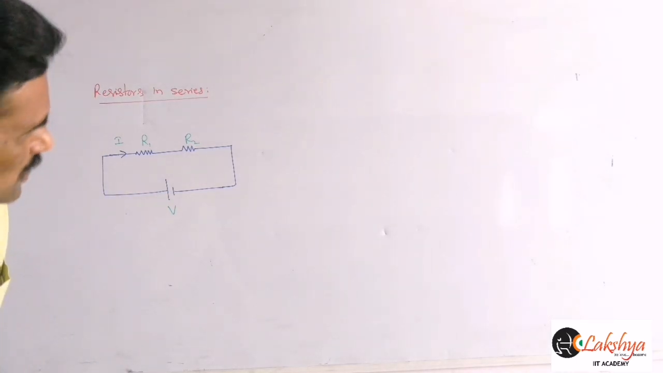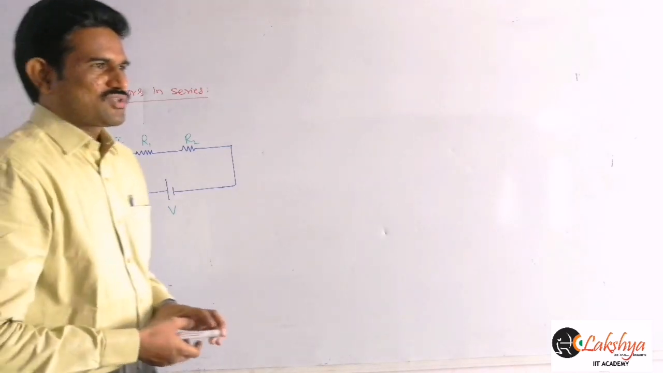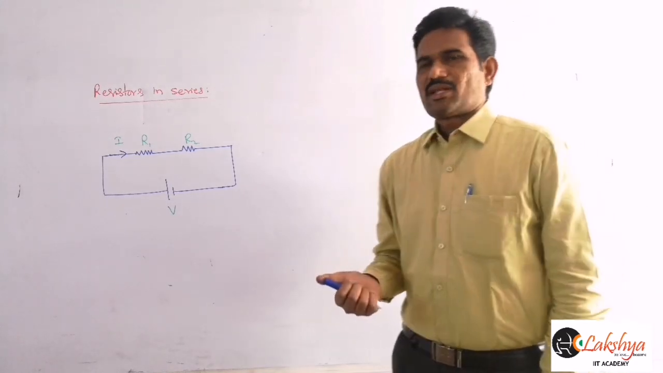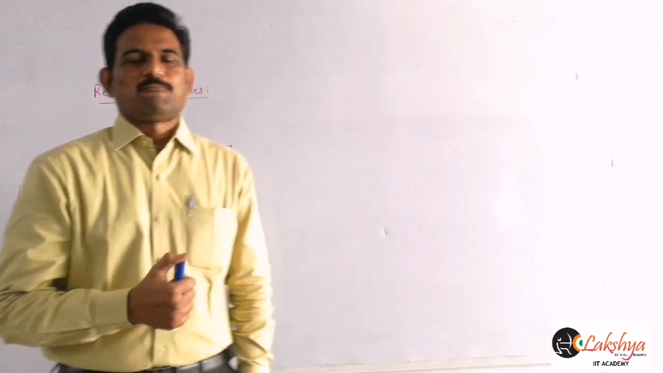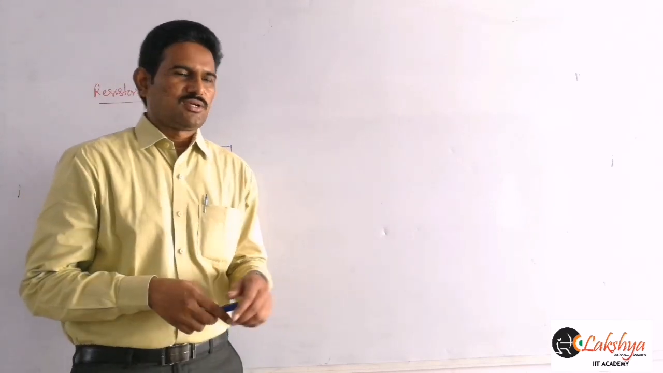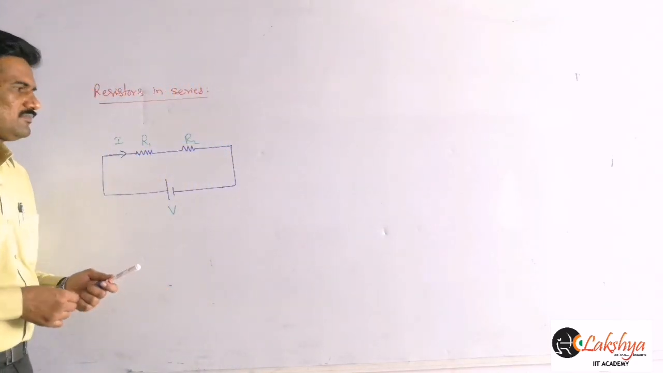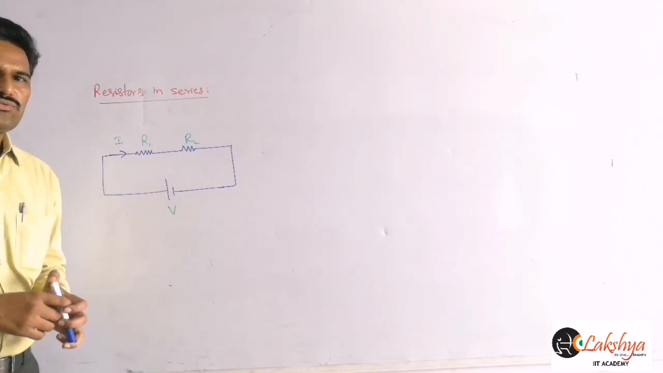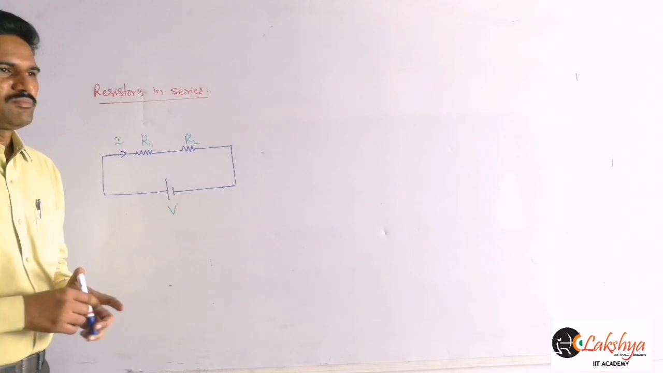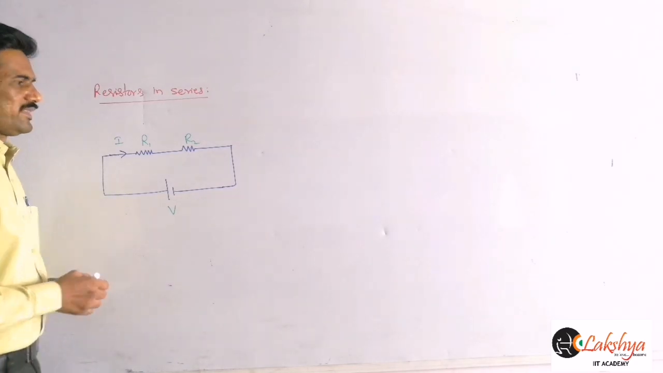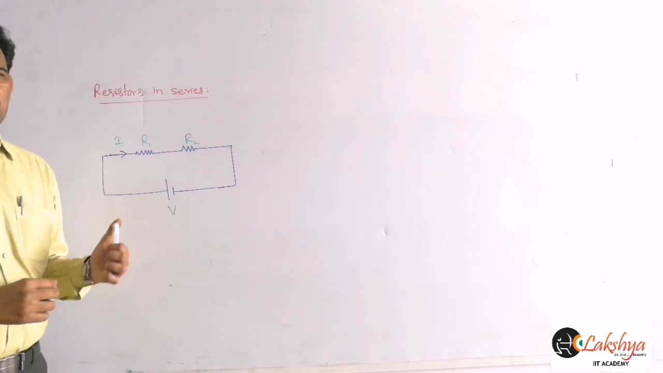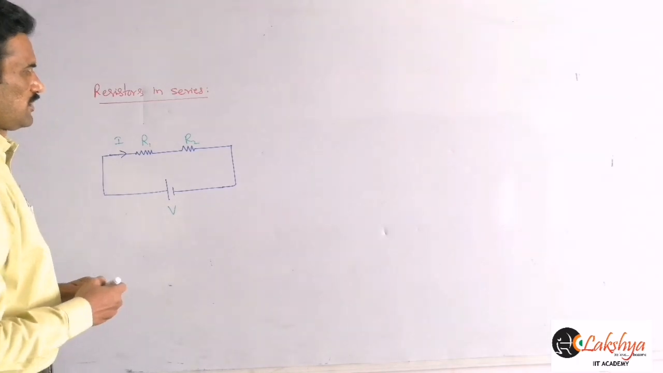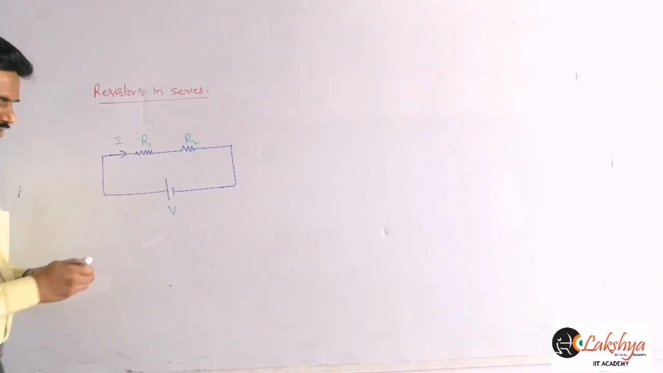So first, write the definition of when resistors are said to be in series. When 2 or more resistors are connected end to end, such that the same amount of current is flowing through them, then they are said to be connected in series.